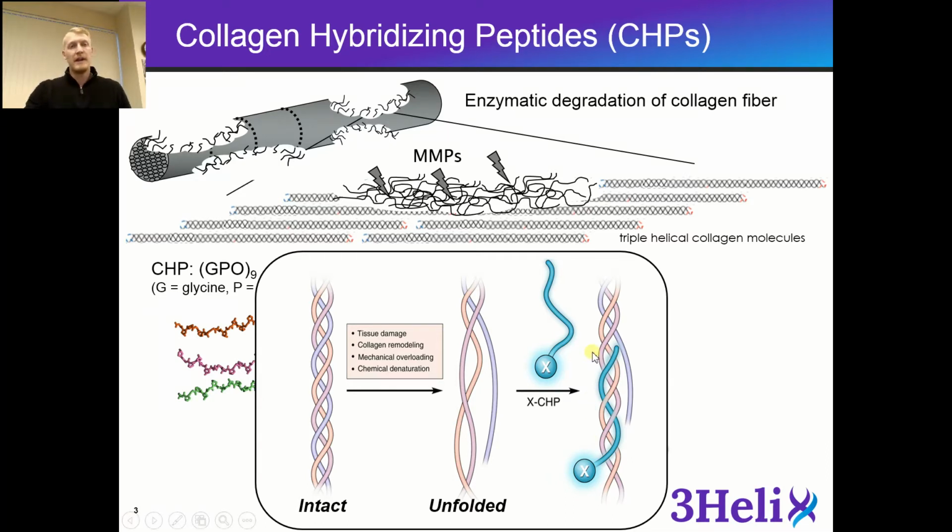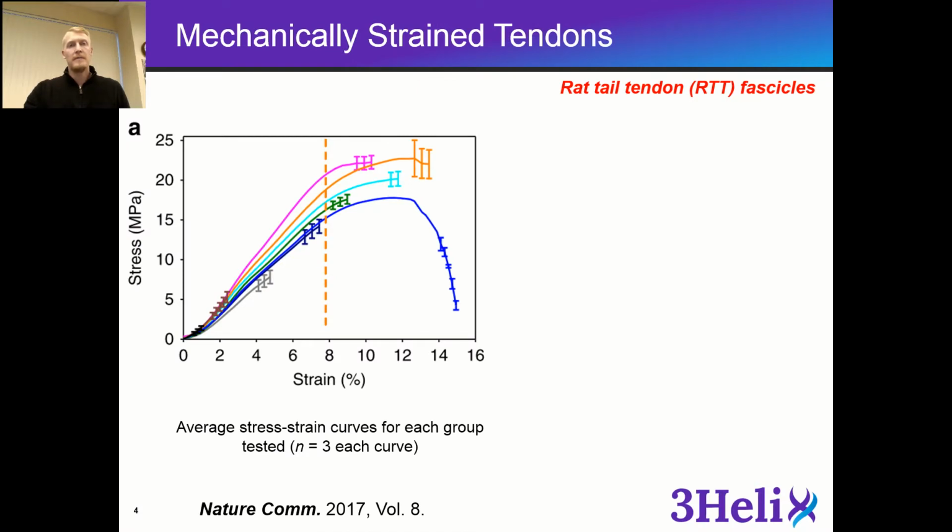So in terms of mechanically damaged tissues, I'm going to take you through a few examples of rat tail tendons, and this is done in our Nature Communications paper, where we tested several rat tail tendon fascicles, and we did multiple stress-strain relations. And as you can see here, basically anything within the linear region, to the left of this dotted line, is not causing permanent structural damage.